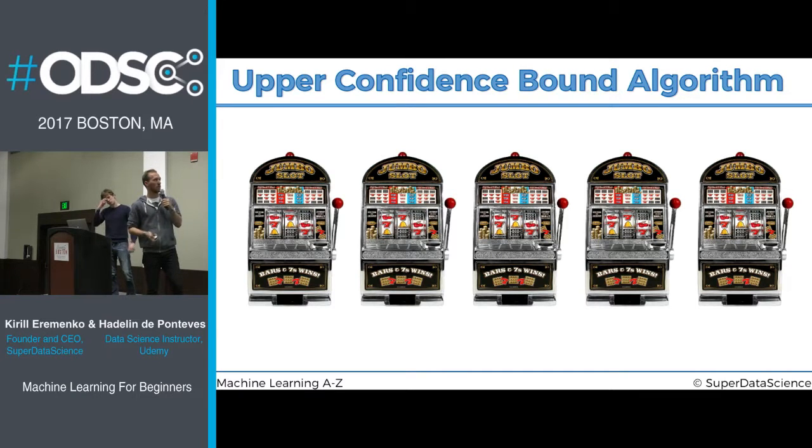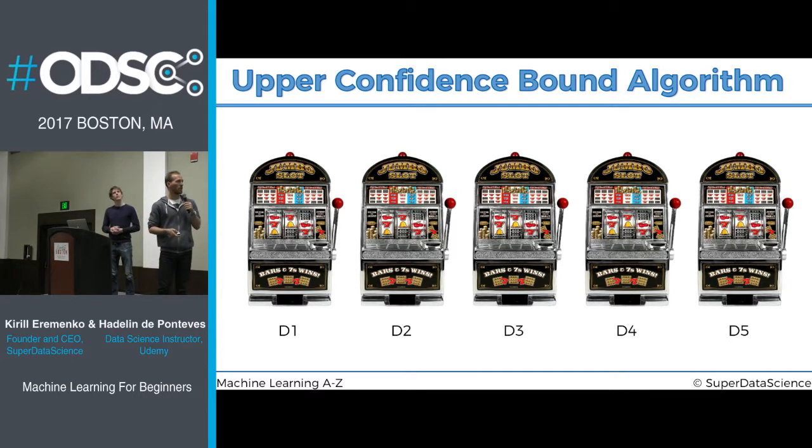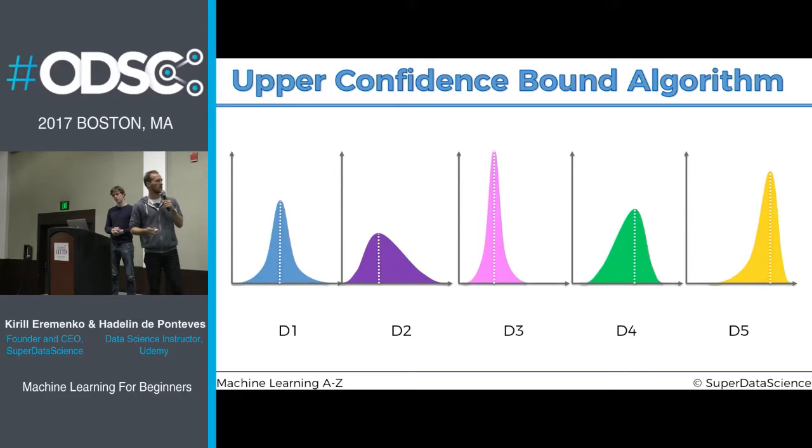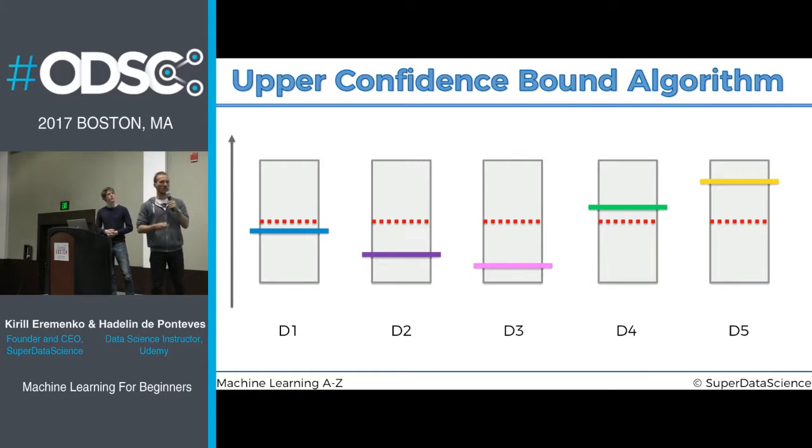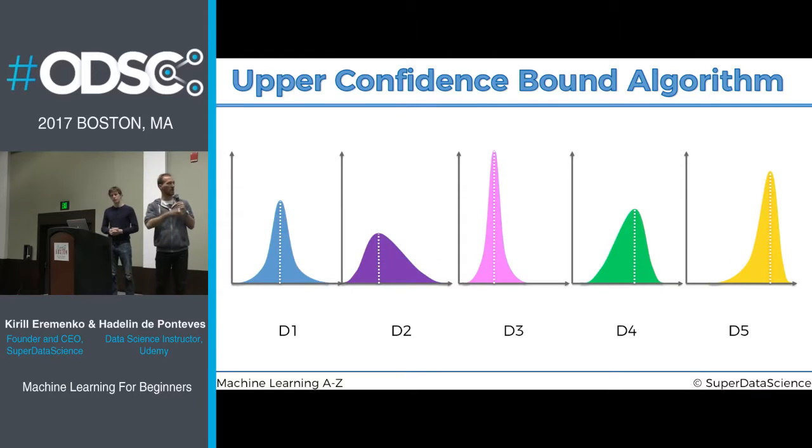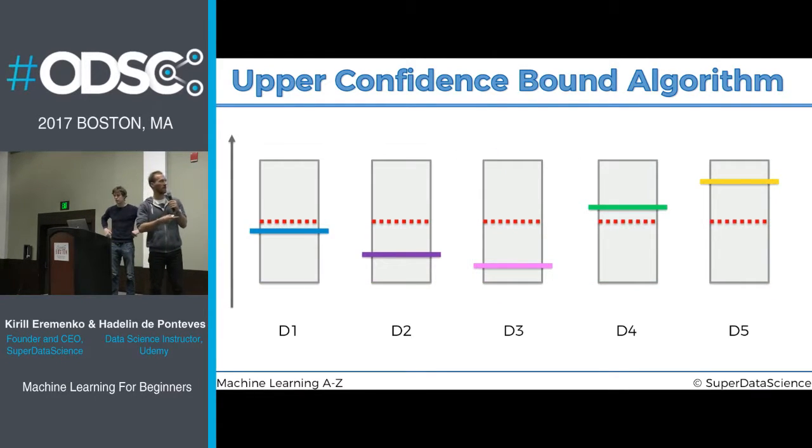So there we go. That's our 5 bandits. That's our distributions, distributions again. So what are we going to do? We're going to plot these averages. The averages that you saw here, the white lines, we're going to plot them on a vertical scale. So on the vertical line there, there's the blue one, purple, pink, green, yellow. And again, we don't know this.